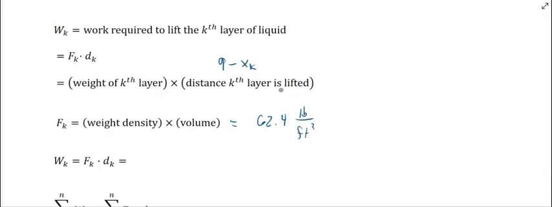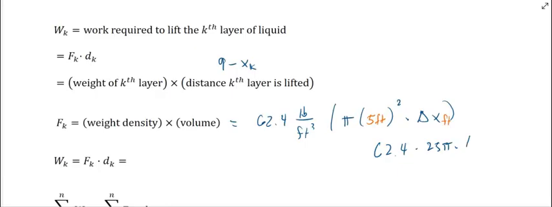We've got to write out that volume. The volume is going to be the area, which is pi r squared, times the thickness, which we know is delta x. The radius was given to be, for us in this problem, 5 feet, so we're just going to put 5 feet in here. Notice the units on delta x are also feet. Thinking about simplifying that expression, we'll square the 5. We get 25 pi times delta x, times our 62.4.